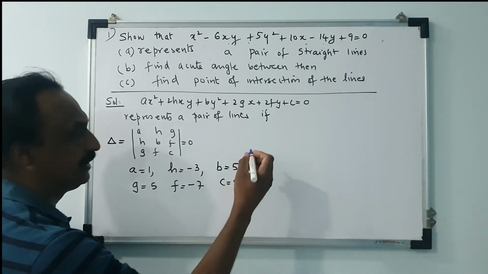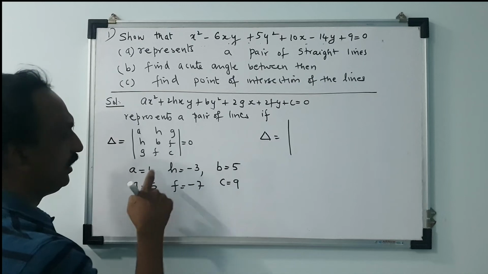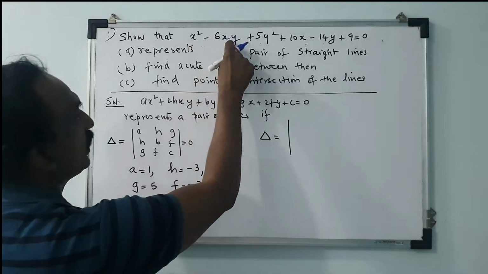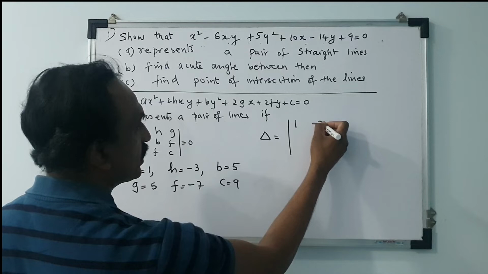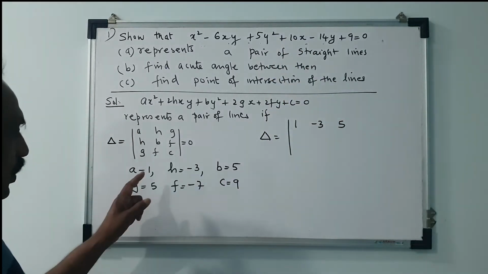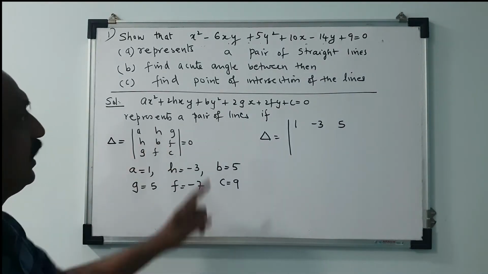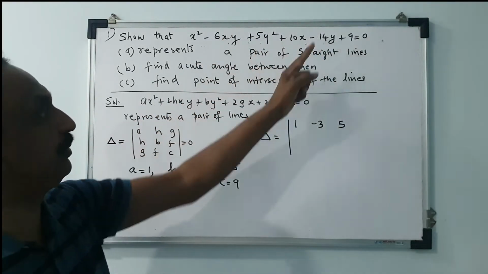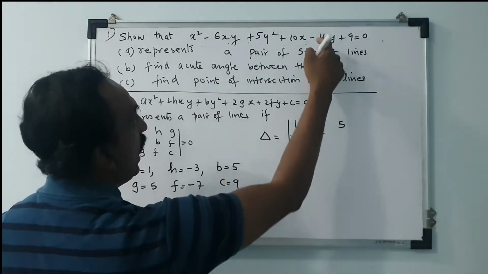Now we will calculate the value of delta. So the value of delta is: A, 1, H, minus 3, and G, 5. Usually what I do is, I just look at the x term: A, 1, half of the xy coefficient, minus 3, and half of the x coefficient, 5. So A, H, G. Next is H, B, F. H is the y coefficients in order, but this will be half and this will be half. So you will get minus 3, 5 and minus 7.